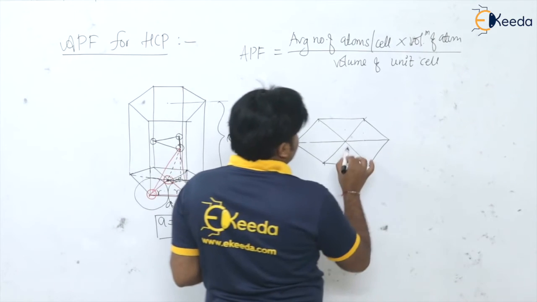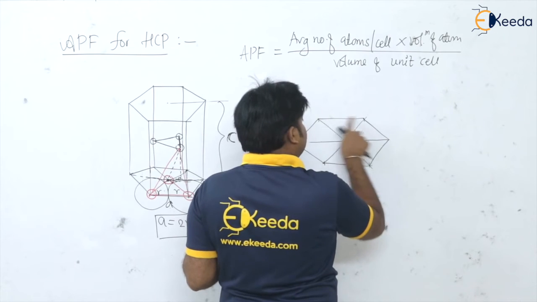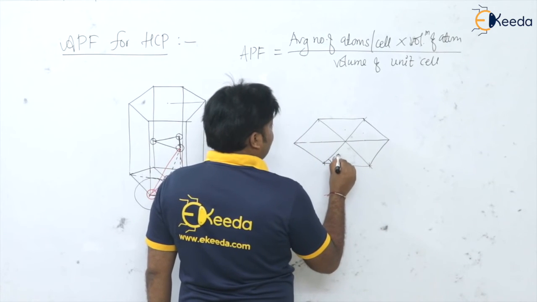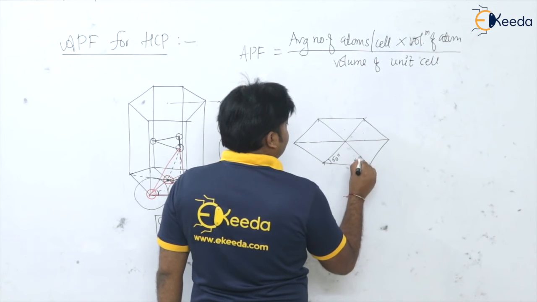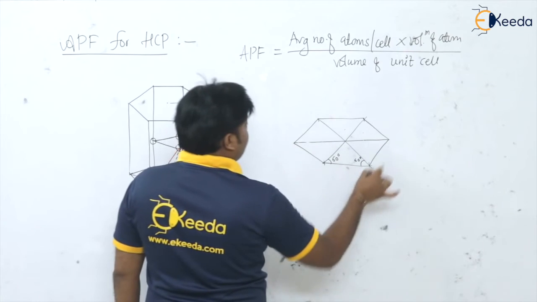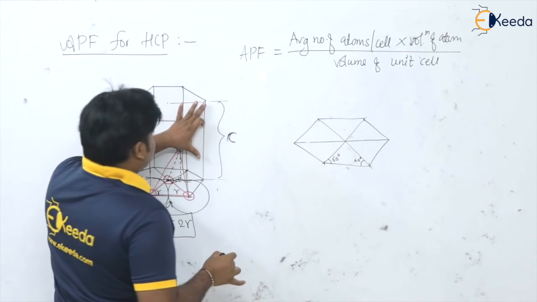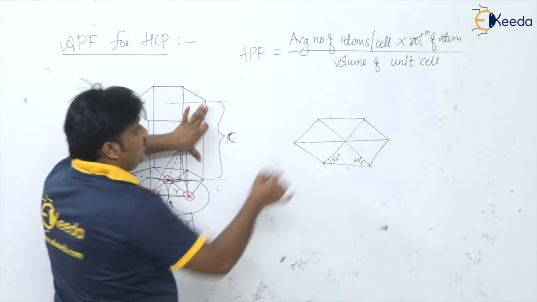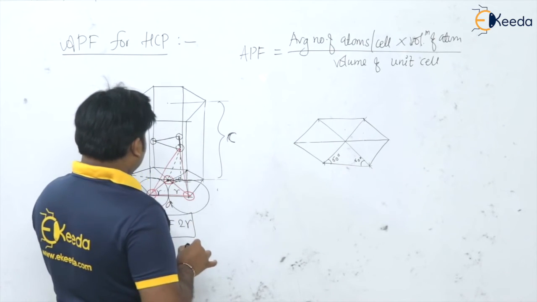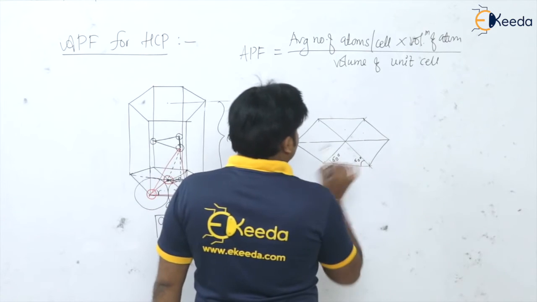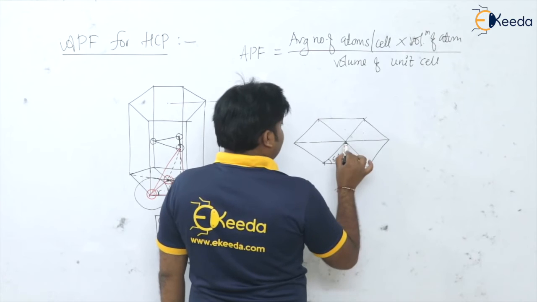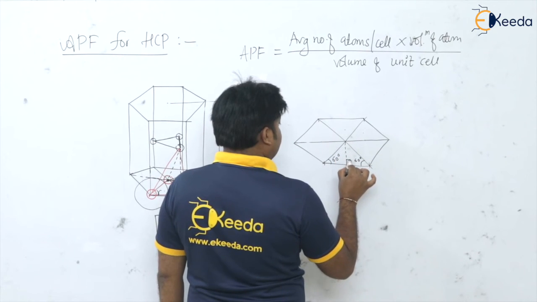And for that we can calculate the area of one equilateral triangle. All these angles are 60 degrees, of course, isn't it? And if you multiply this area of 6 equilateral triangles by this height c, you can get the volume of the unit cell, isn't it? So just calculate the area of this one equilateral triangle. The sides are a, isn't it? We just need to find out the height h, isn't it?